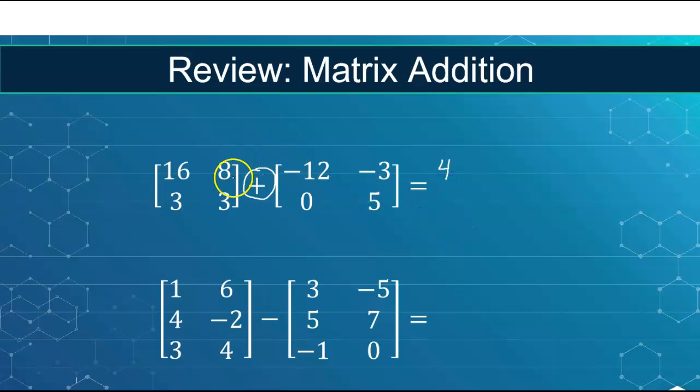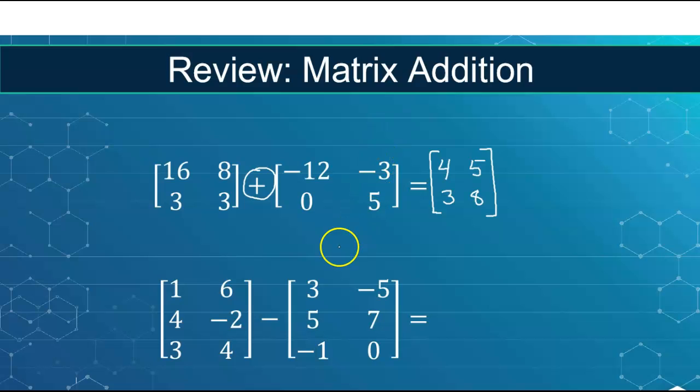And then for the upper right hand, we'll get 8 plus negative 3, which is 5. Lower left-hand corner, we'll do 3 plus 0, which is 3. Lower right-hand corner, we'll do 3 plus 5, which is 8. We put square brackets around the whole thing, and that is our solution. That's how we add matrices.